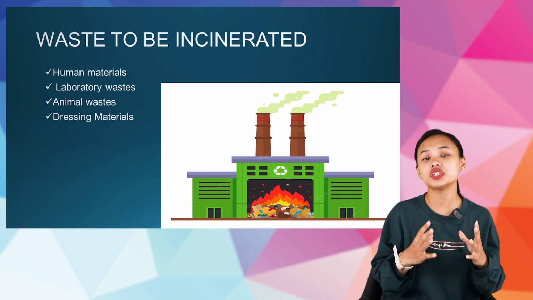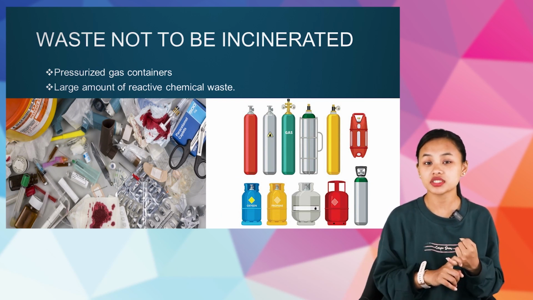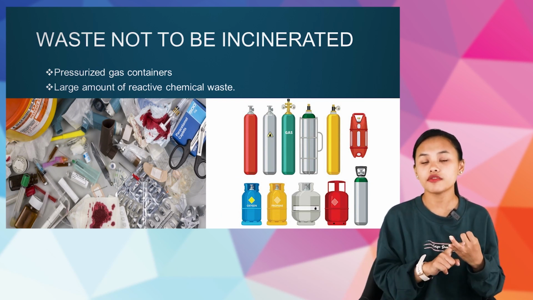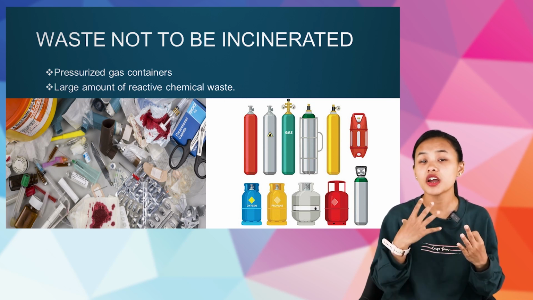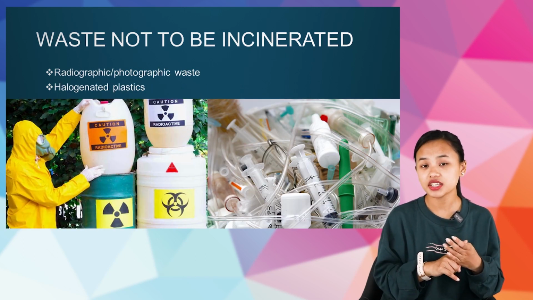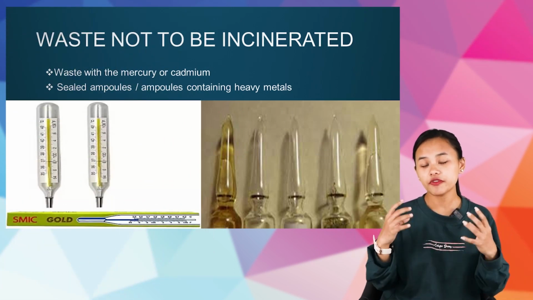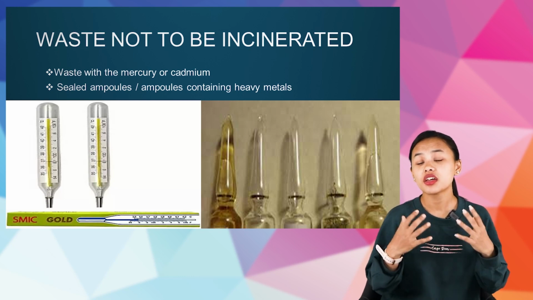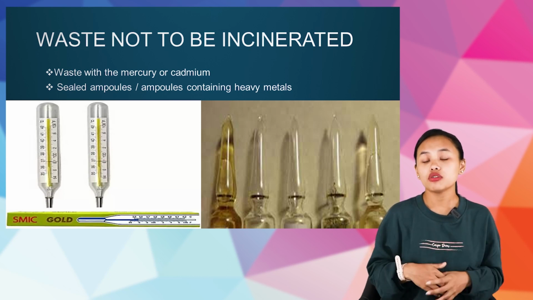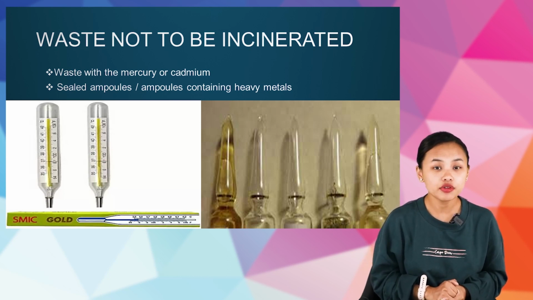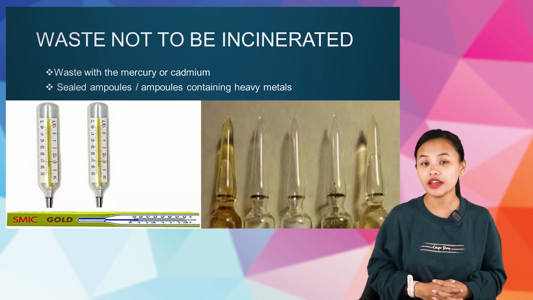However, there are also certain materials which cannot be incinerated, and these consist of pressurized gas containers, radioactive or photographic waste, waste which contains a large amount of reactive chemicals, halogenated plastics such as polyvinyl chloride, and waste which contains mercury or cadmium, for example thermometers, as we know that a thermometer consists of mercury, right? So these wastes cannot be incinerated. And also the sealed ampules as well as the ampules containing heavy metals. So all of these materials we should make sure that we never incinerate.